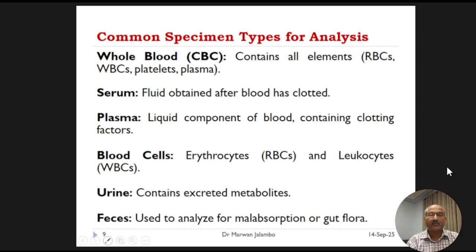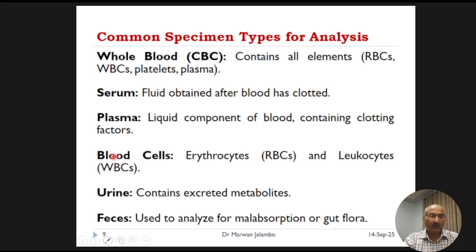The whole blood contains all the blood elements and is used when we need to evaluate the entire content. Serum is the fluid that remains after the blood has clotted and the cells have been removed. While plasma is similar to serum but is collected with an anticoagulant, so it still contains a clotting factor. We can also analyze specific blood cells like erythrocytes, leukocytes.